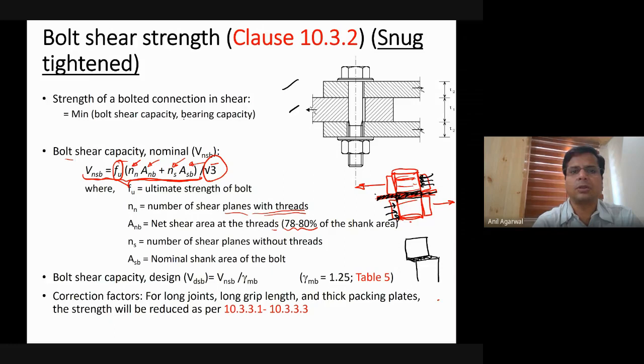Now we will also need to take a look at the bearing capacity. We'll go into that one first later. So let's say we already know the bearing capacity and we know the shear capacity. Then what we do is we take the minimum of the two. What is the capacity in bearing failure? What is the capacity in shear failure? Minimum of the two. That will be taken again.